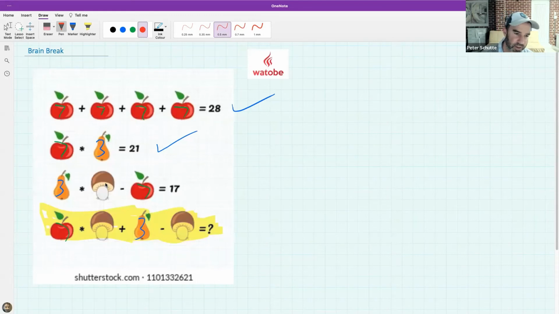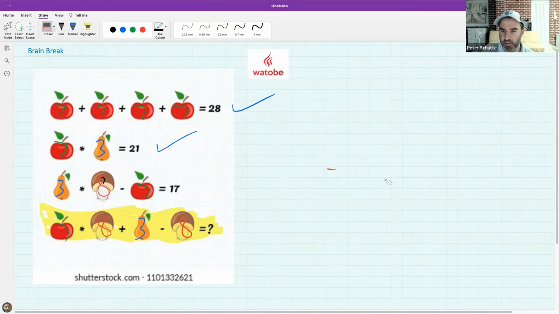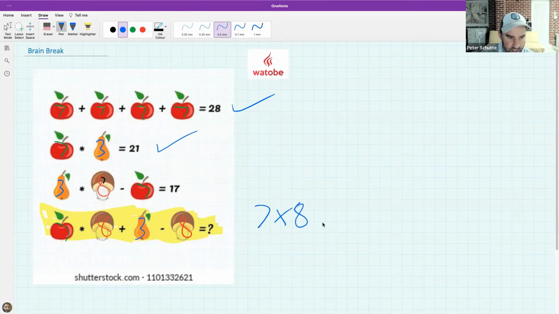Mushroom is 8. Okay, so 3 times, let's try this. 3 times 8 is 24. 24 minus 7 is 17. So I agree, the mushroom is 8. So what is my final answer going to be? The final thing is going to be 7 times 8 plus 3 minus 8.